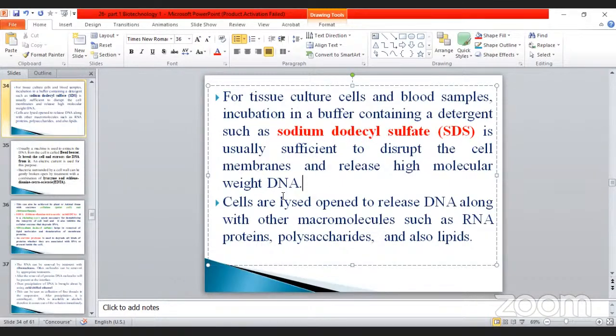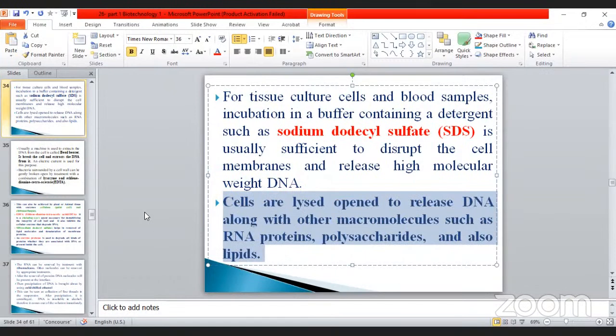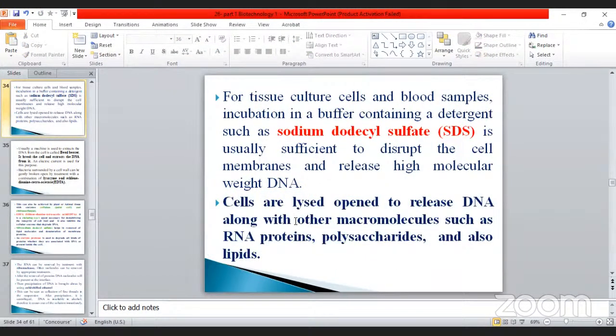Don't forget. After that, cells are lysed open to release the DNA along with other macromolecules such as RNA, protein, polysaccharides, and also lipids. Not only the DNA molecule. What are the other biomolecules present in it? They are all considered macromolecules, isn't it? These all come out when the cells are lysed open, releasing the DNA along with the other macromolecules such as RNA, protein, polysaccharides, and also lipids.